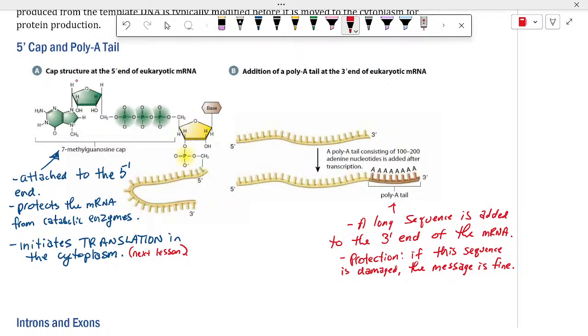So as long as the 5' cap is there, the catabolic enzymes don't break it down, and that 5' cap is also what starts translation. During translation, the 5' cap gets removed, potentially, and that means that after translation, which is, again, the next part where we actually make a protein, then the catabolic enzymes can rip that apart so we can recycle the parts. Yeah?